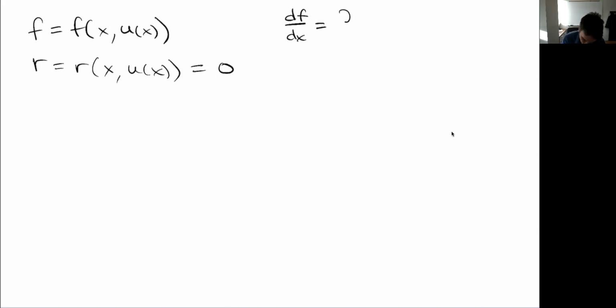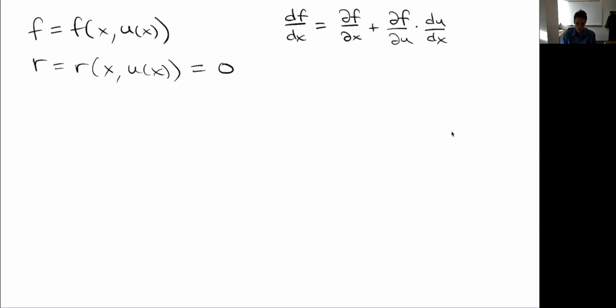So this is going to give me the partial of f with respect to x plus, now my other variable, the partial of f with respect to u, times, I have to use the chain rule now, du/dx. I need to know how u varies with x by the chain rule.